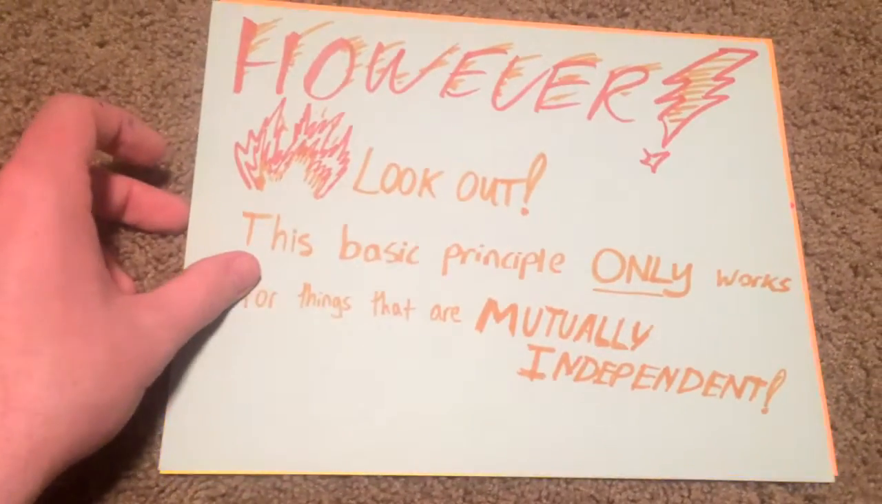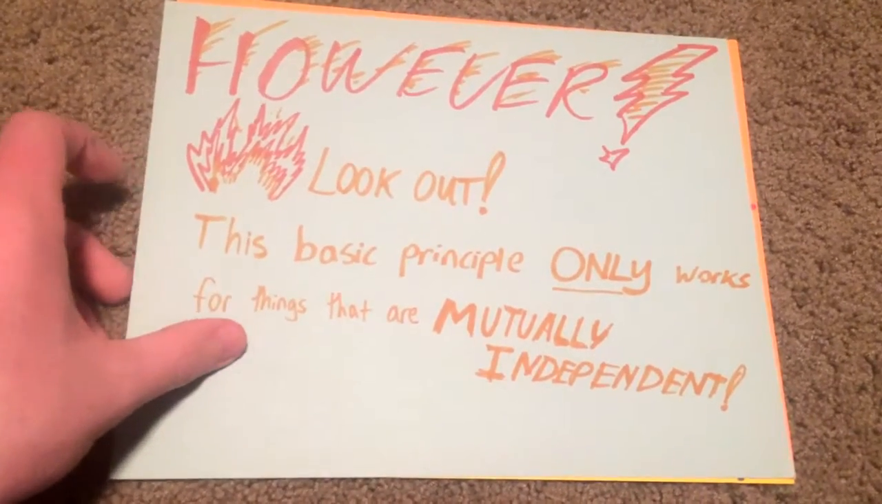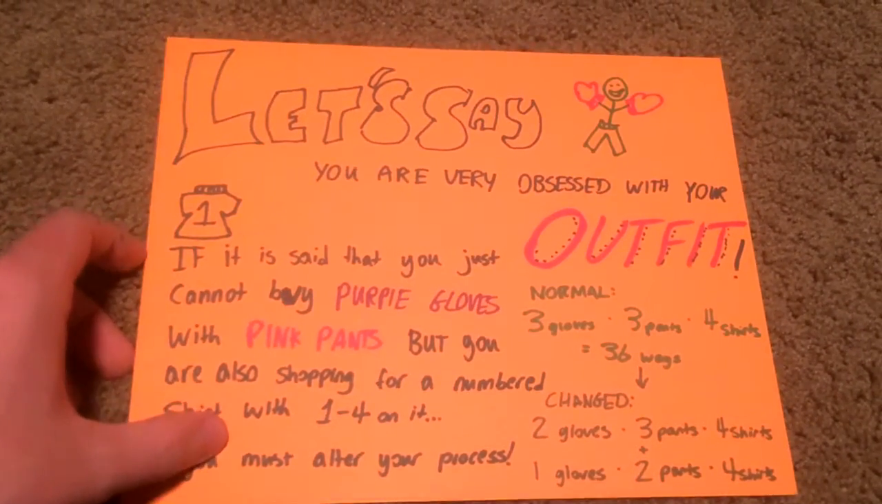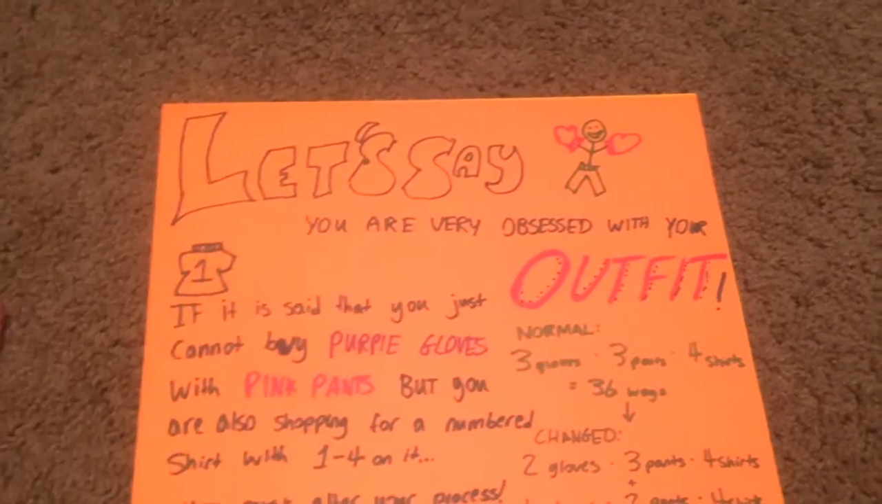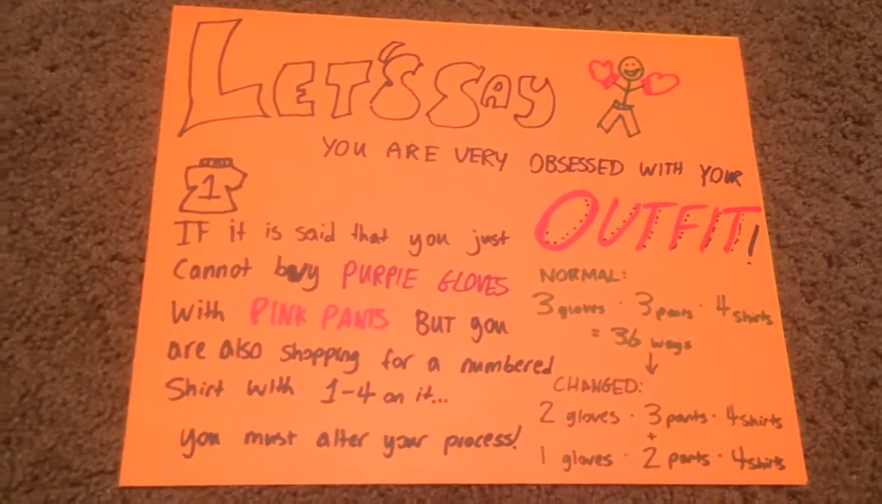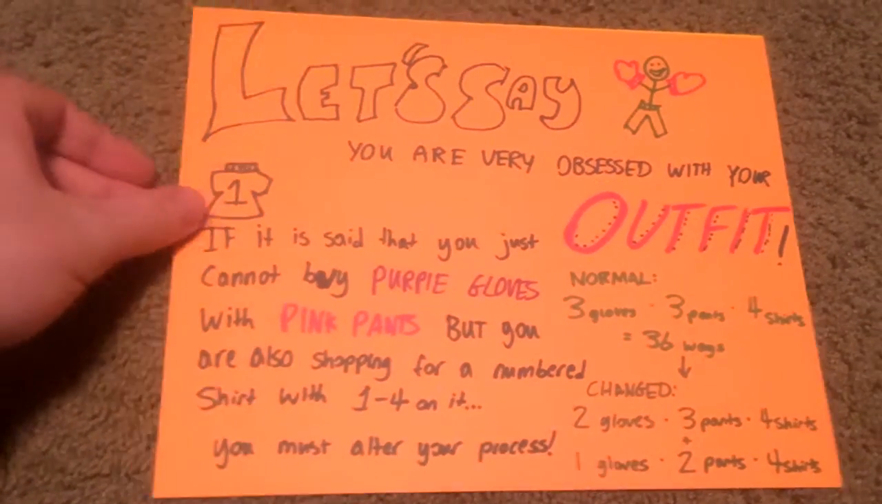However, look out, because this basic principle only works for things that are mutually independent of each other. I'll explain what this is in a sec. Let's say you're very obsessed with your outfit, like this person right here, fashionable. If it is said that you cannot buy purple gloves with pink pants, but you're also shopping for a numbered shirt with 1 to 4 on it, you must alter the whole process.